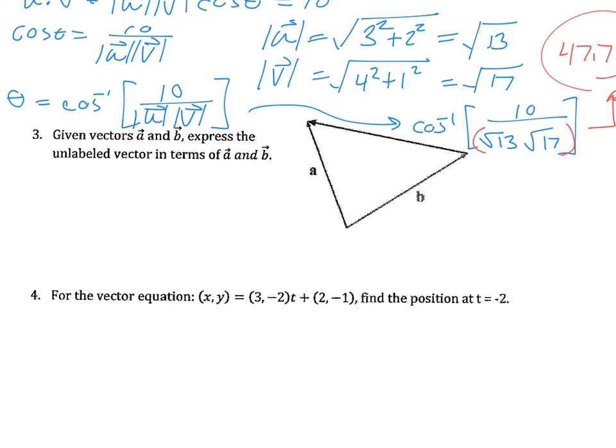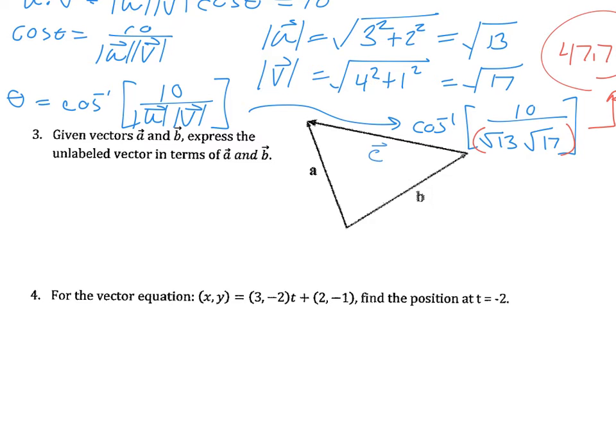Question 3. We're back to a graphical question with vectors. Given vectors A and B, express the unlabeled vector. Well, let's label it C. Let's express C in terms of A and B. So, is C equal to A plus B? No. A and B aren't oriented the correct way that I could add them together. They're not head to tail. They're tail to tail. So I can't add A and B.